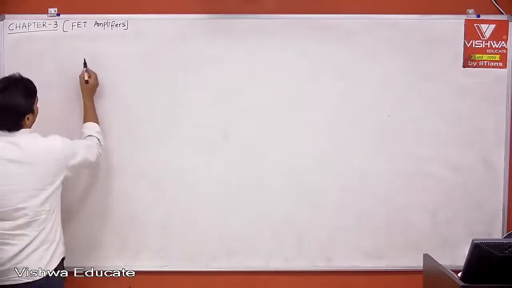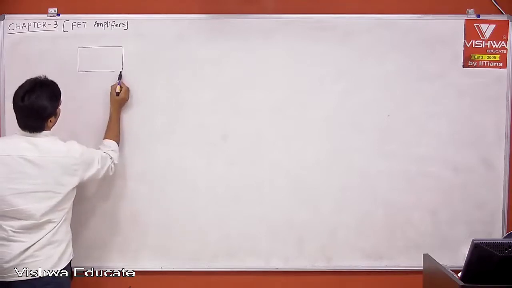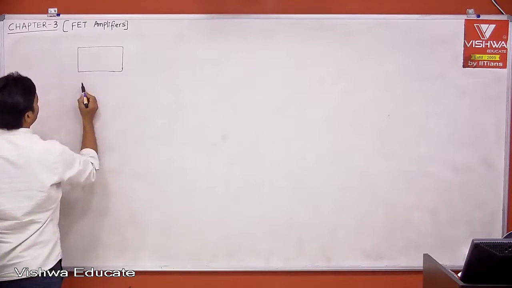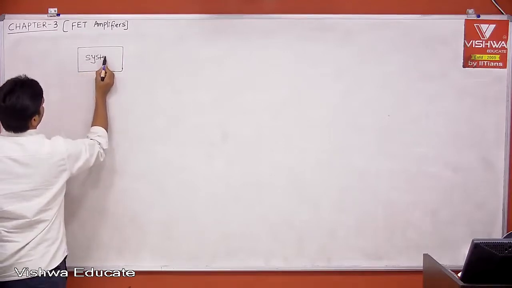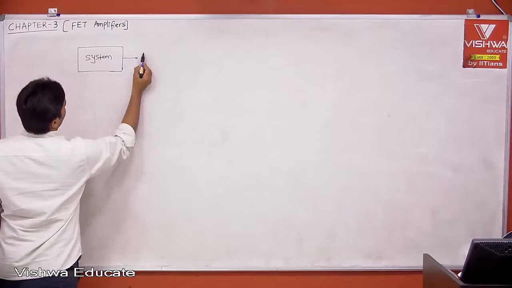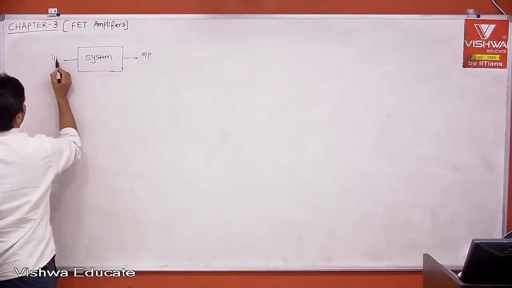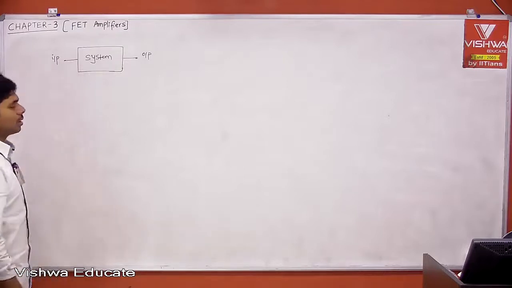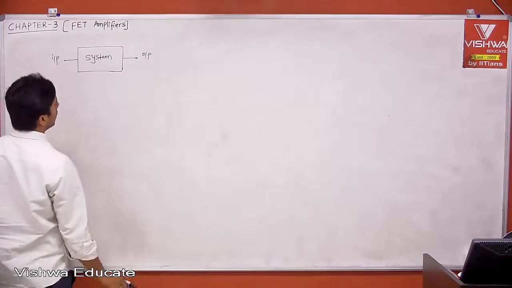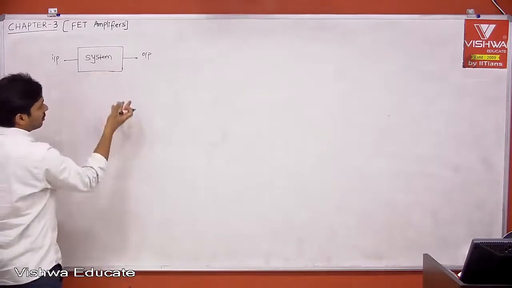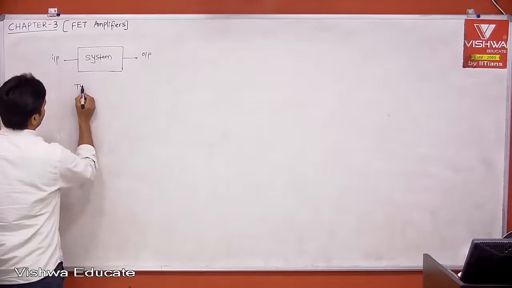Now, this is generic actually. If you take any system, any system defined with output and defined with input, every system is associated with three types of distortions. What kind of distortion? I'll tell. Therefore, types of distortions.